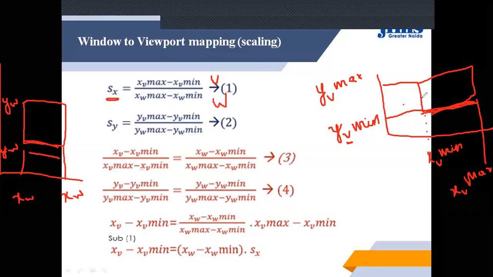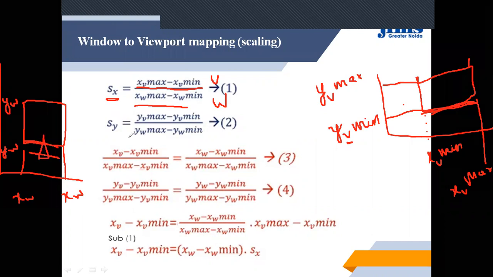So I am trying to find out the length of this. The length of this is XV max minus XV min. This is the length of the viewport in the x coordinate, as well as this is the length of the window on the x-axis.